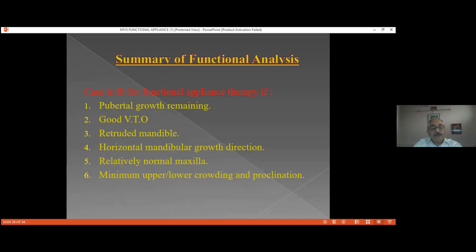There has to be a good VTO. VTO I have already explained a couple of slides before now. The mandible should be retruded and the horizontal mandibular growth direction should be there. And maxilla should be normal.